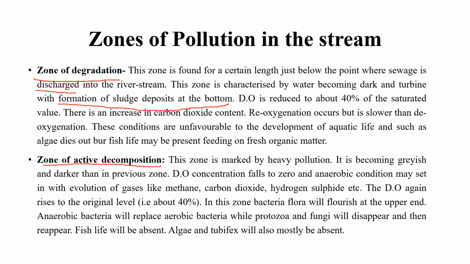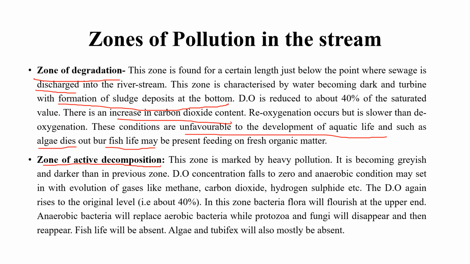In a similar way, dissolved oxygen in the water stream is reduced to 40%, so the reoxygenation takes place much slower, because carbon dioxide is increased in the river stream. These are unfavorable conditions for the development of aquatic life, such as algae. Algae dies and fish life may also be affected. These are all the important problems that happen in the zone of degradation.